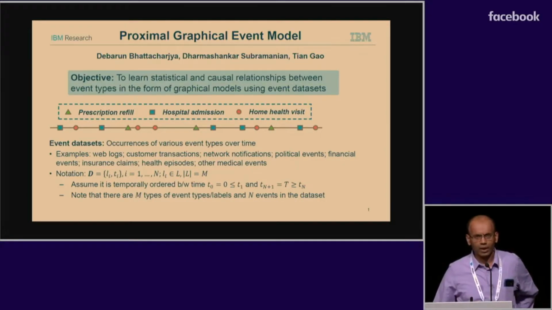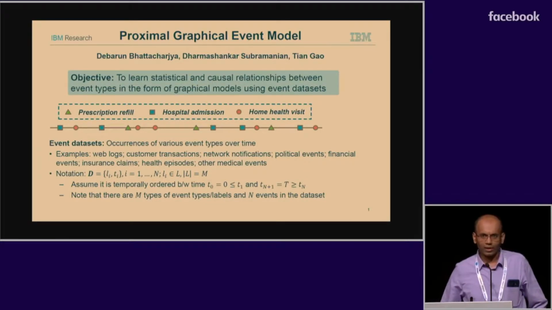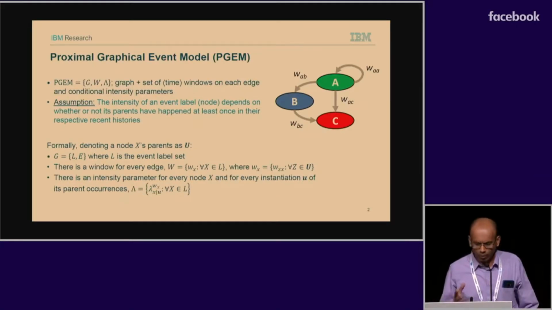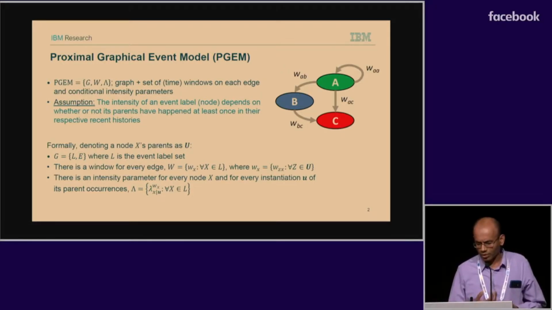The objective that we have here is to learn an interpretable causal structure that somehow models the joint dynamics or joint dependence across these event types. And so to that end, specifically, we propose a certain representation of such event data sets called the Proximal Graphical Event Model. So what is a PGEM? It's basically a graph where there is a node associated with each event type, of which there are finitely many event types presumed in the data set.